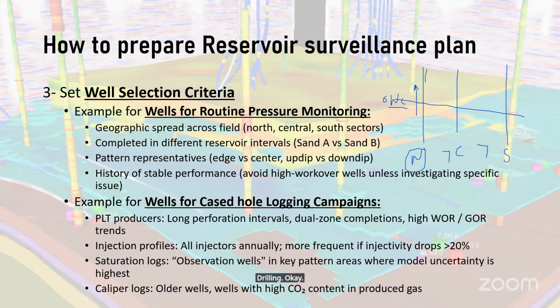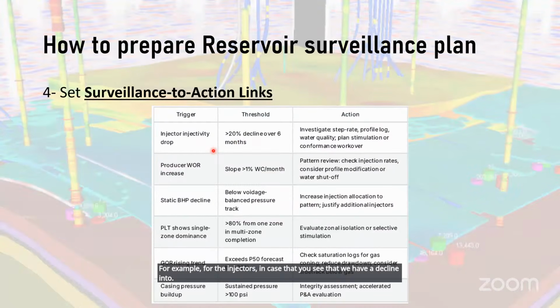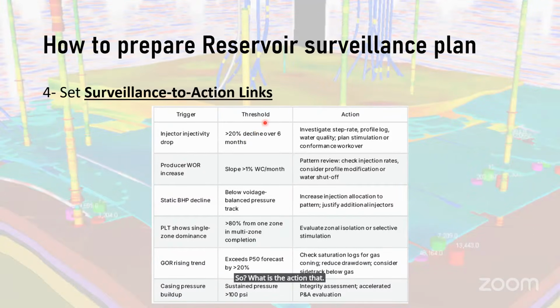Okay, so that is the part for the reservoir surveillance. And coming to the last part of our reservoir surveillance plan, which is the action based on the results of this reservoir surveillance data. For example, for the injectors, in case you see a decline in the injectivity of more than 20%, what is the action that will depend on this result?